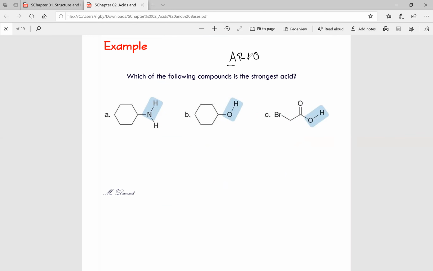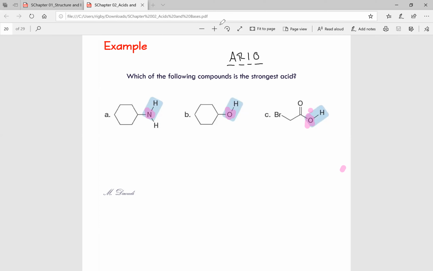A, atomic effects; R, resonance; I, induction; O, orbitals or hybridization. So the first thing we're going to look at is the atomic effects of the atom directly attached to the indicated hydrogen. In this first one, we see a nitrogen, the second one has an oxygen, and the third one also has an oxygen. Remember, the first thing we look for is the size. All of these molecules are either the same size or very similar in size.